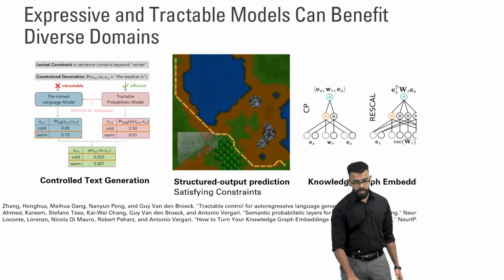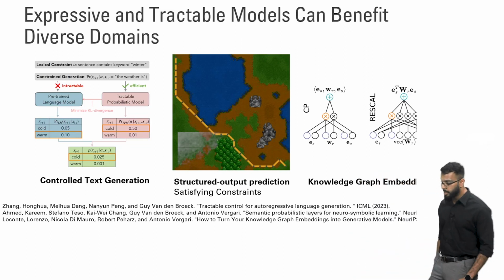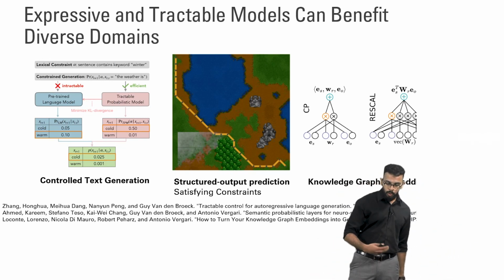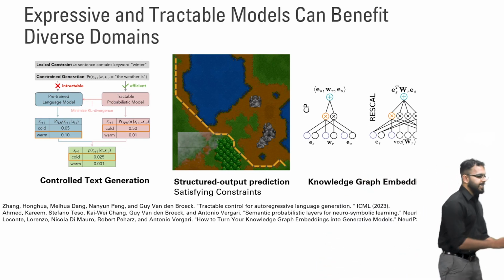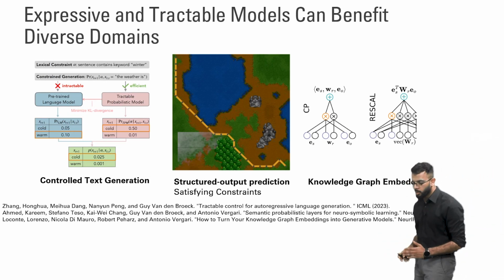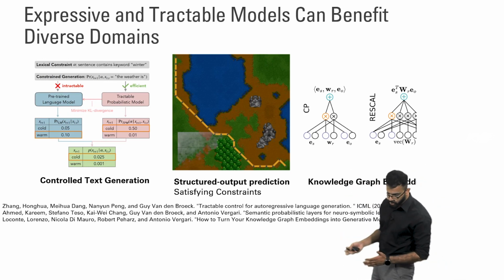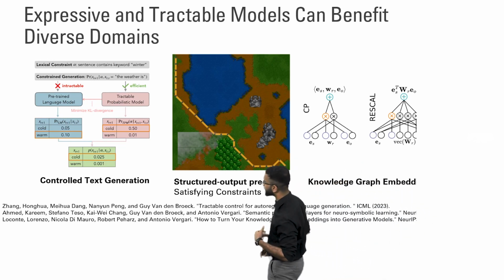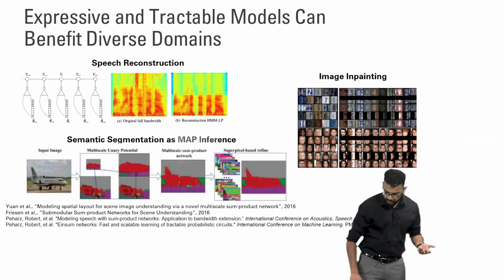Now, if you have such a class of models which are expressive and tractable, they can benefit a lot of domains. We saw how it can benefit controlled generation very briefly. What you can also do is neuro-symbolic learning, where you can incorporate these probabilistic circuits as a layer in your neural models, as a constraint satisfaction layer, satisfying constraints in the output of a neural model. There are also works that look at knowledge graph embeddings, how you can scale them and convert knowledge graphs themselves into a generative model using probabilistic circuits.